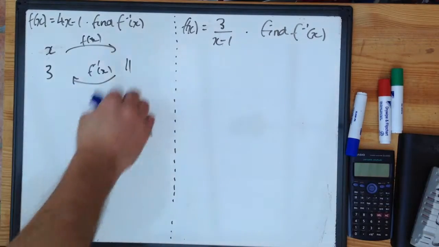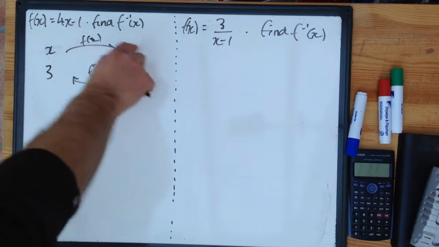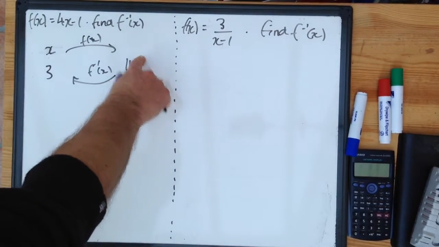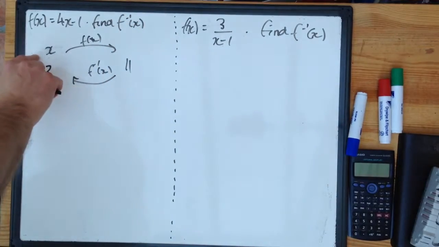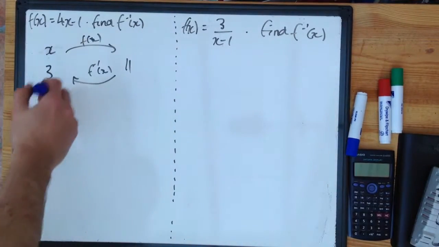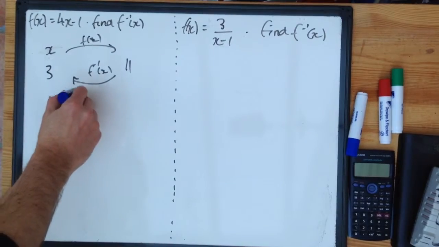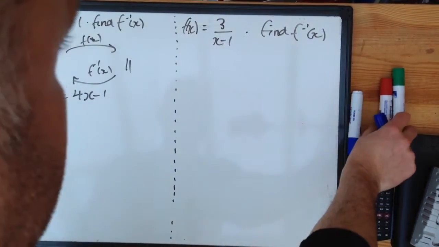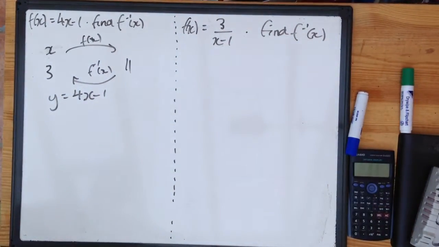So, how do we go about finding it? Well, think about it like this. The x value effectively changes into a y value. And if we can rearrange to get y back to x, then we found our inverse function. So that's how we start. y is equal to 4x minus 1. And then we rearrange the formula to make x the subject. And that should be the formula to get us back to where we started.